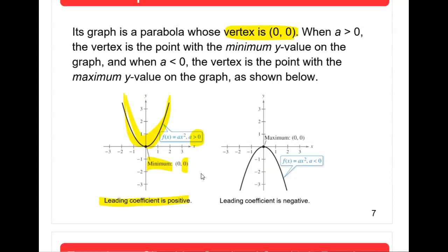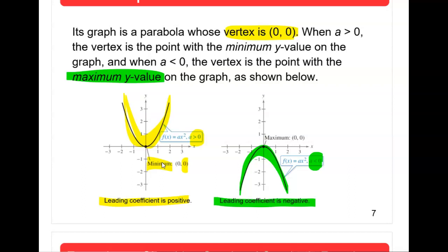However, here we have the one with the leading coefficient negative, a is less than 0, and so we see the parabola opening downward. So it is the same thing. And in this case, the y value is the maximum. For the other one, it was the minimum. So make sure you do remember those words. And just to remind you, the maximum here is the y value.